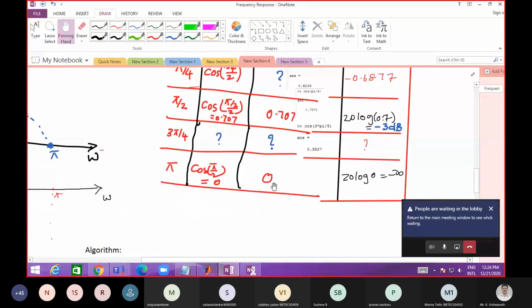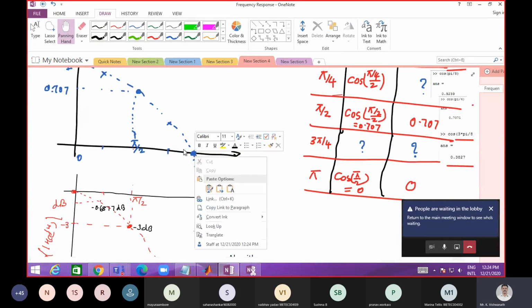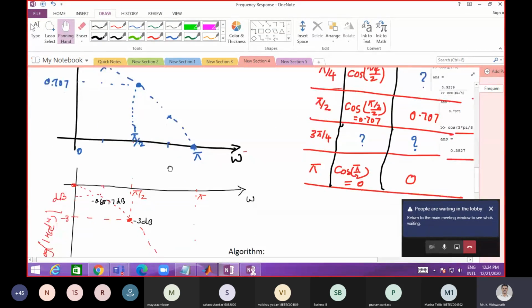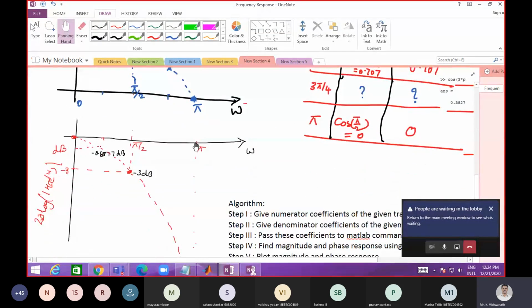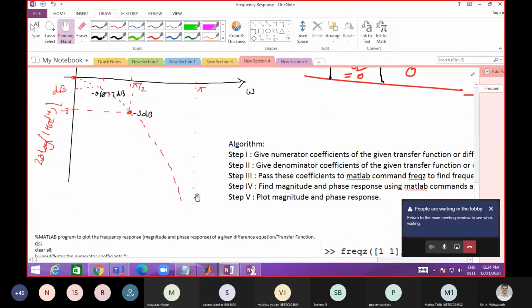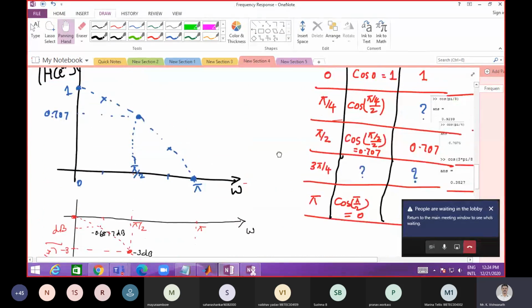So the magnitude response will plot. At omega equal to pi, the magnitude response is 0. But on a decibel scale, at omega equal to pi, magnitude response is minus infinity. 20 log of 0 will be minus infinity. So in between, we can fill up the values like this.